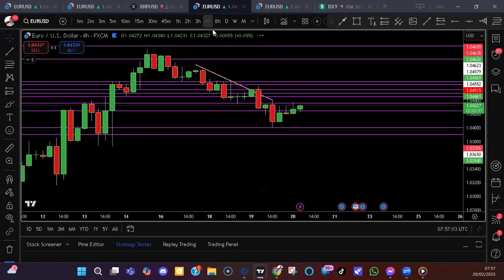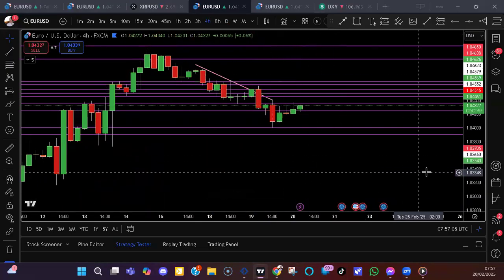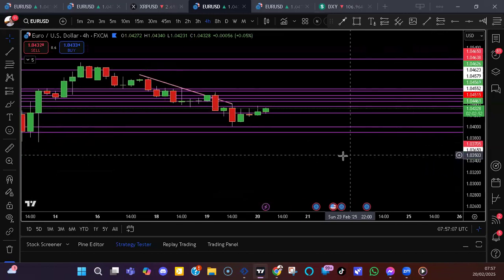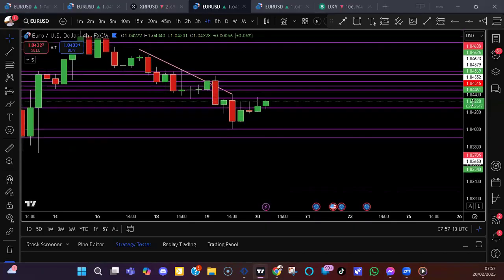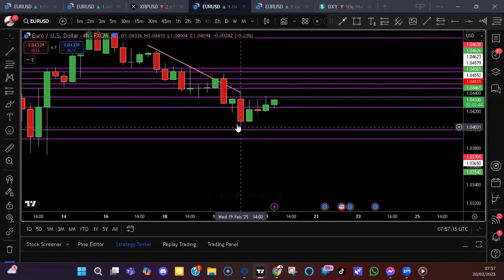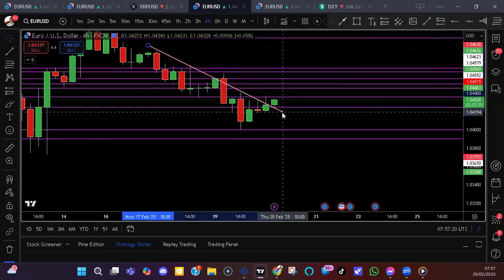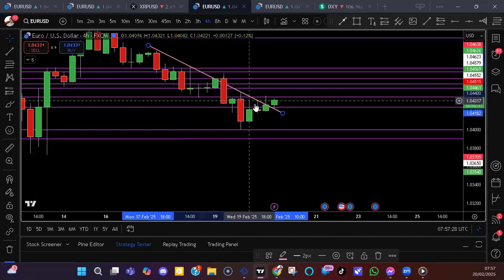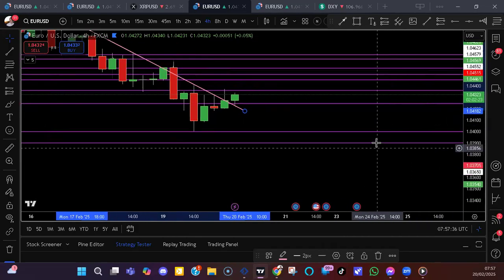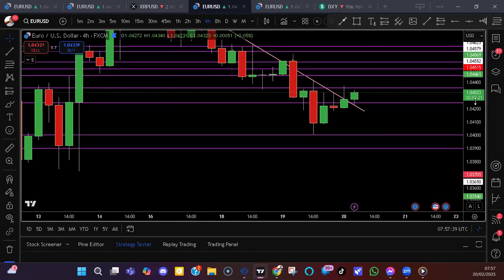So we'll go down to the 4 hourly. Do you remember that line that we drew for ourselves, the trend line? So we follow that down. We've got 1, 2, 3, 4 touches on that line now. So that's a good line. But now we're on the other side of that line, to the upside.